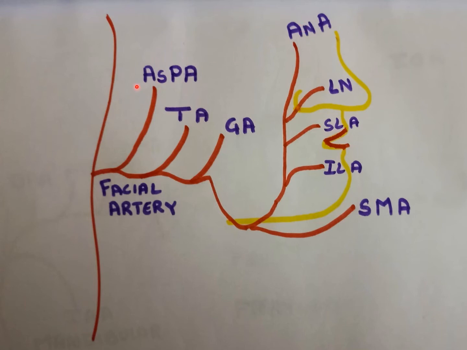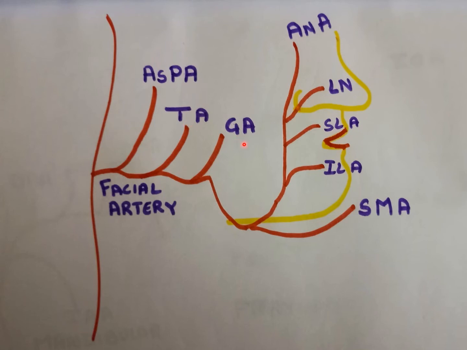So ascending palatine artery is supplying soft palate, tonsils and pharynx. Ascending palatine artery is supplying the soft palate, and adjacent to that will be your tonsils and pharynx. So that region of soft palate, tonsils and pharynx is supplied by ascending palatine artery. Coming to the tonsillar artery. See, tonsillar artery is T. It also supplies two T's, tonsils and tongue. Tonsillar artery supplies tonsils, tongue.